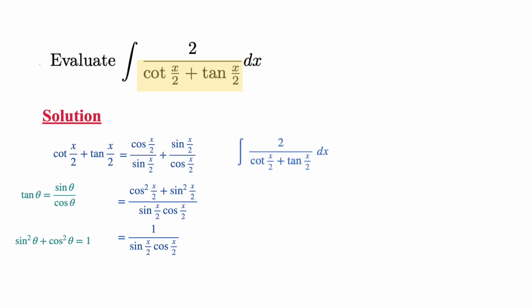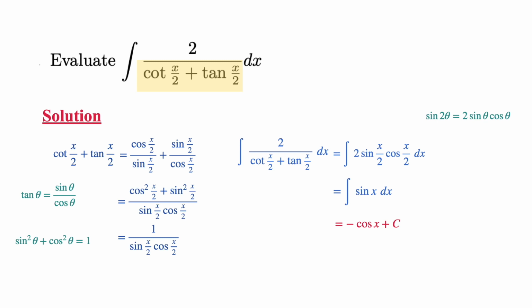Now put it back into the integral, we need to compute the integral of 2 sine x over 2 cosine x over 2. Now recall the double angle formula for sine 2x, we see that 2 sine x over 2 cosine x over 2 is equal to sine x. Therefore the integral is negative cosine x plus a constant.